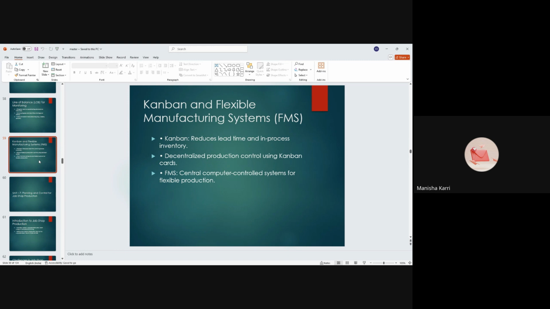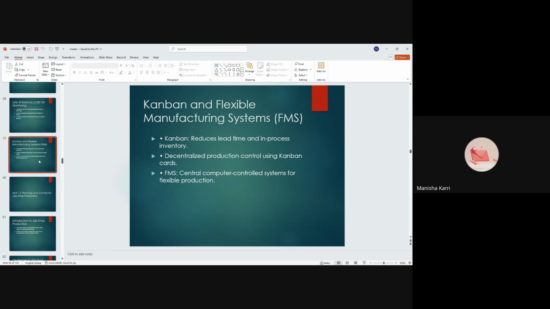For example, take electronics manufacturing. Here, FMS can quickly switch from producing one model of a smartphone to another, adjusting machines and settings with minimal downtime. So Kanban cards are used to signal the production needs, making it a flexible, waste-reducing method with decentralized control.